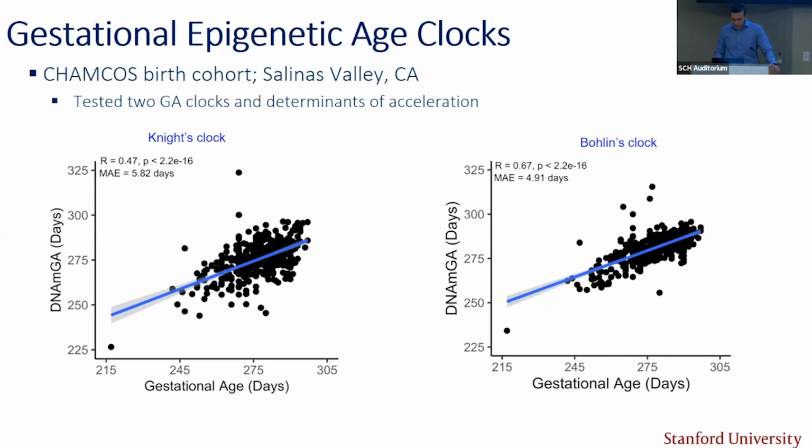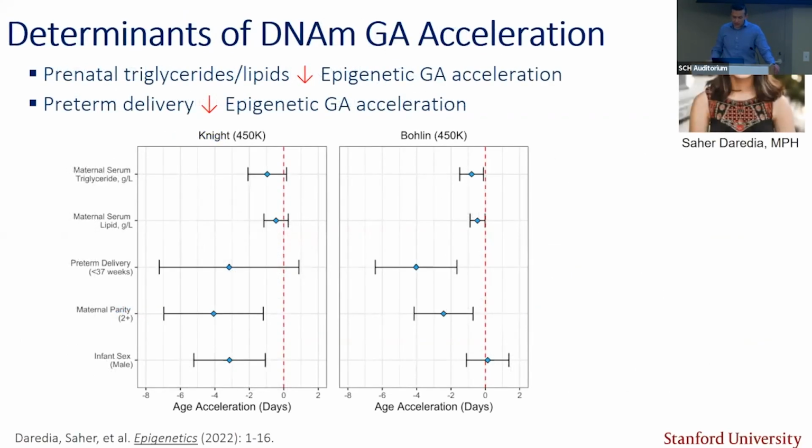So we have characterized the performance of these clocks. This is work performed by a student when I was at UC Berkeley, Saher Daredia. She was really interested in fetal programming from maternal exposures of these clocks. So she looked at maternal triglycerides, lipids, preterm delivery, parity, and infant sex. With the more accurate clock, we got pretty consistent evidence that increasing triglycerides, lipids, preterm delivery and parity decrease the epigenetic aging. So this is a marker of immaturity, if you will. This is the way we're thinking about it.